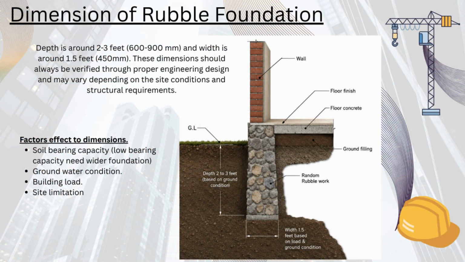The dimensions of a rubble foundation depend on two main factors: the load from the building and the bearing capacity of the soil. There is no single standard size that fits every project. However, for a typical single-story house, the foundation is often constructed about 2 to 3 feet below ground level, extends approximately 1 foot above ground level, and has a width of around 1.5 feet.